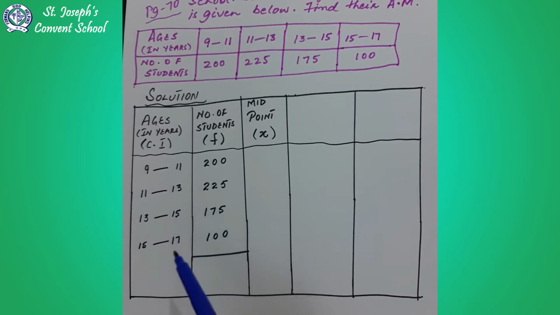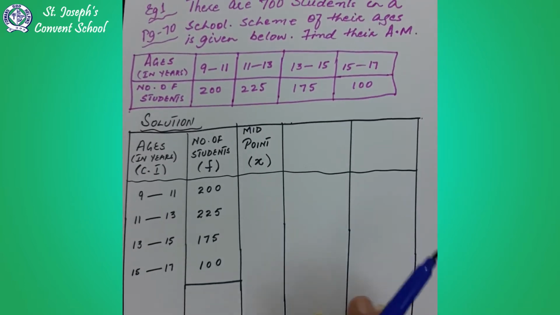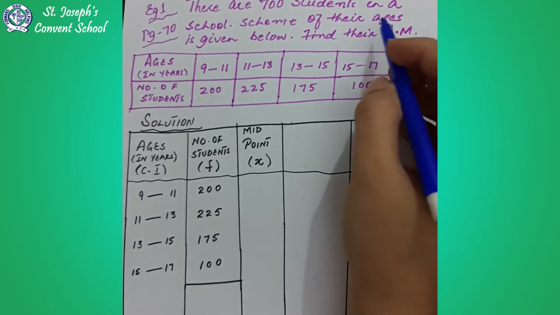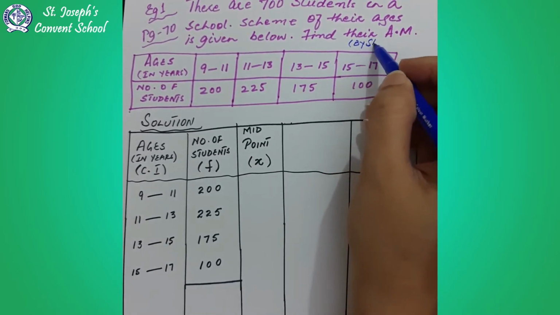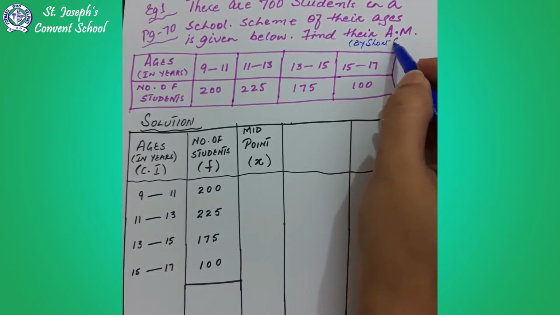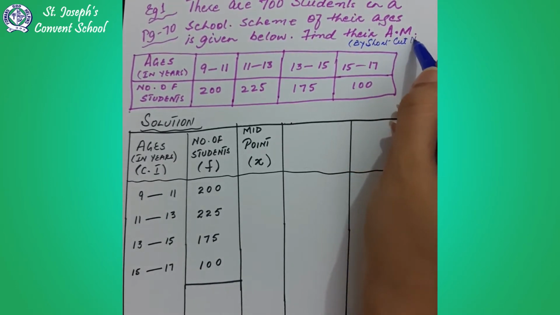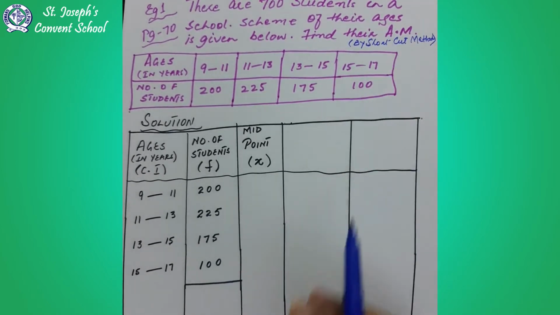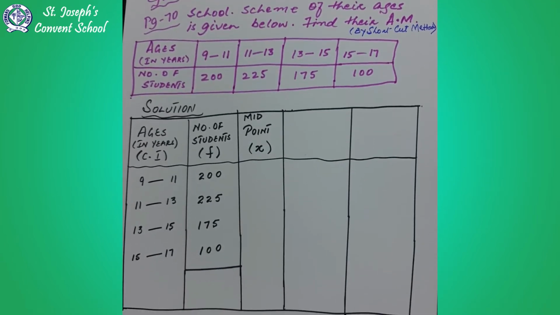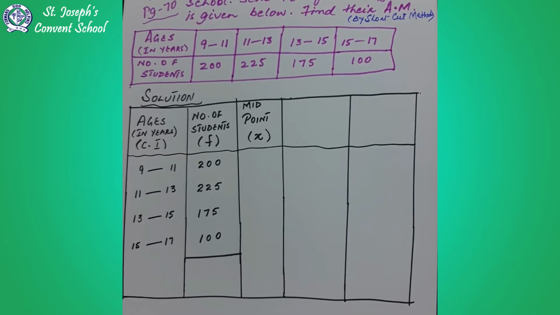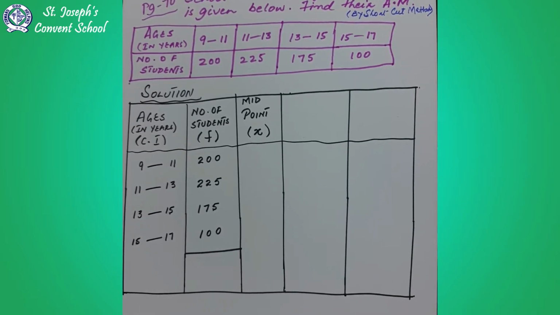Now we will make more columns according to the formula. We will find their arithmetic mean by the shortcut method. Here I'm going to mention it: shortcut method. So we are going to use the shortcut method. This example is on page 70. Two columns are given, and we will find the other columns.